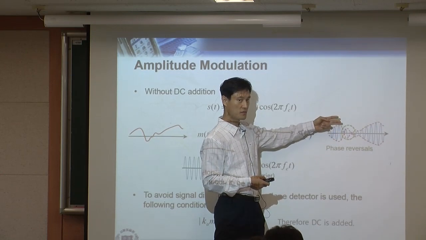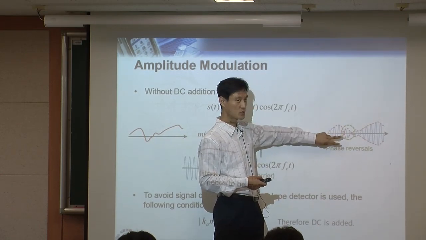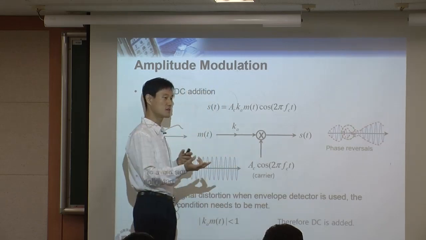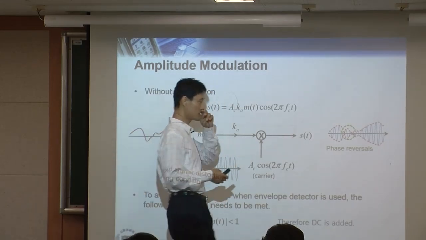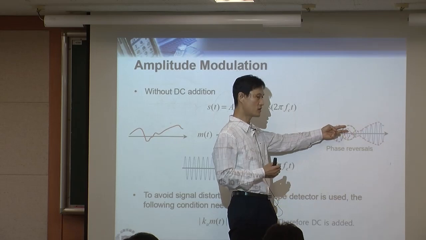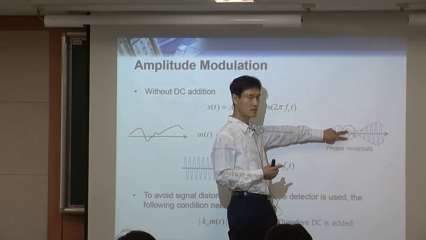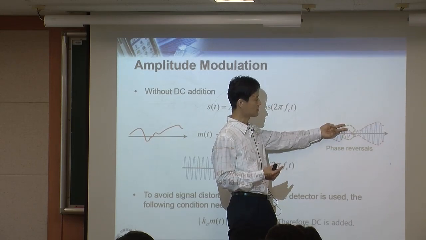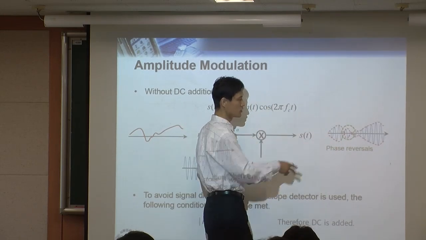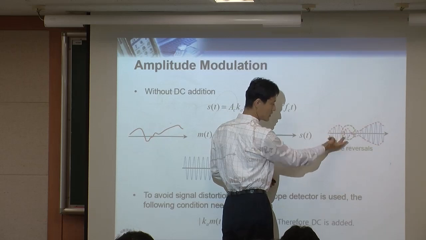Positive plus 1 and minus 1, it's a phase reversal, right? If you say the positive plus 1 is phase 0, minus 1 is going to be phase 180 degrees. So it's the same as a phase reversal. So you see the phase is reversed right here.